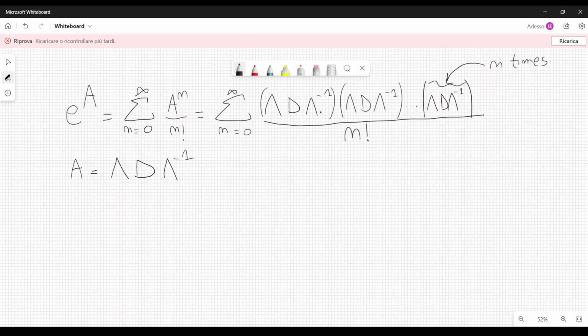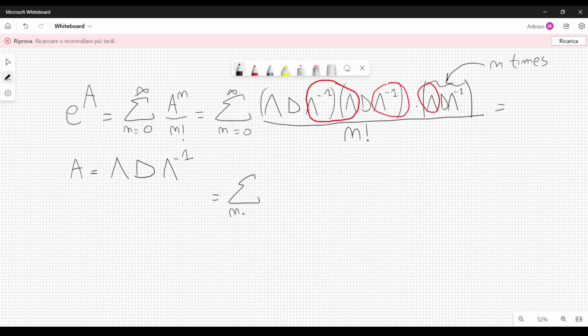But why did I write it like this? Well, because you can see that here you have something which simplifies. You have lambda inverse times lambda, which is the identity, and then here you will have something similar between other two factors, and so on and so forth. So these terms will all simplify. They will become the identity matrix. So we can rewrite this summation, this series, in this fashion.